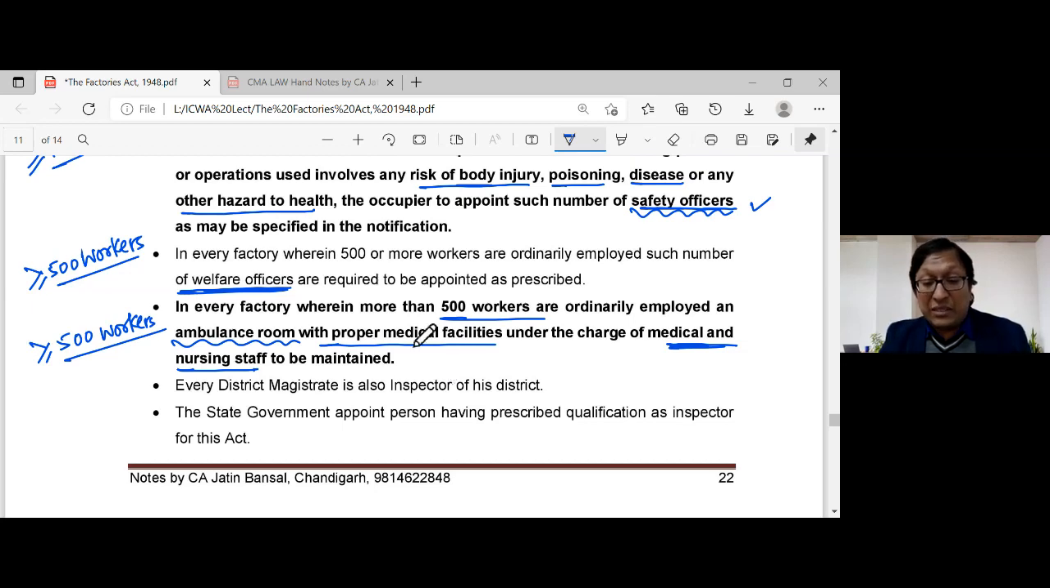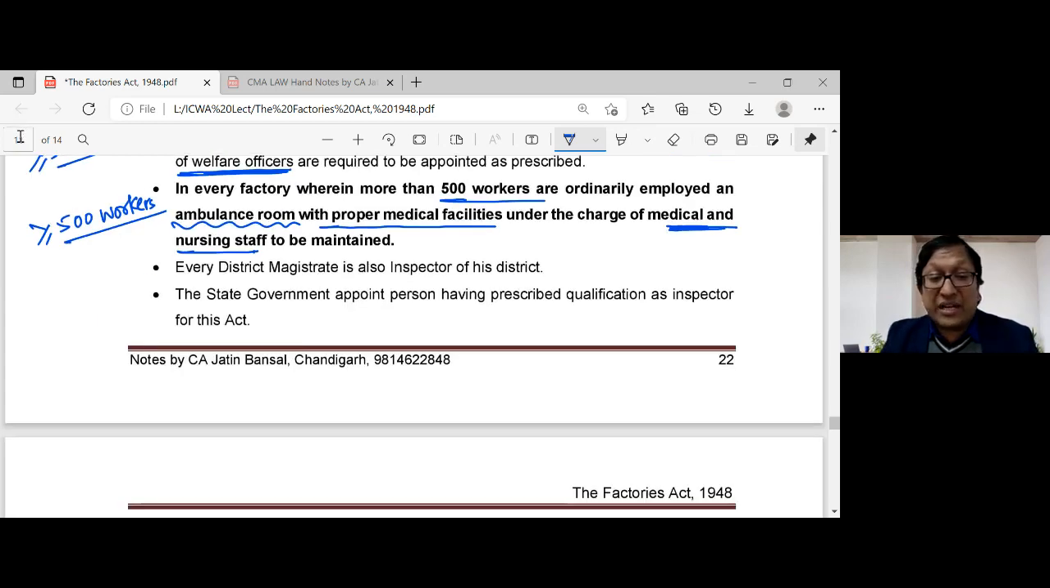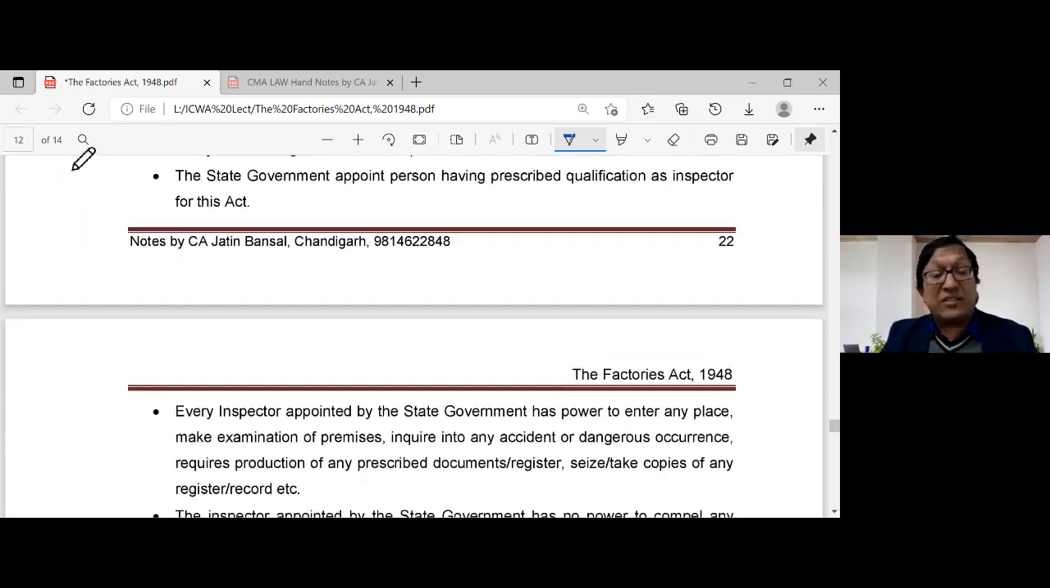Every DC, district magistrate, is also the inspector of the district. Whatever factories are there in your district, if you are the deputy commissioner or district magistrate, you are automatically the inspector of those factories. You can visit those factories anytime within reasonable time and check whether the working conditions and safety conditions are properly maintained or not. The state government may appoint persons having prescribed qualifications as inspectors for this act.